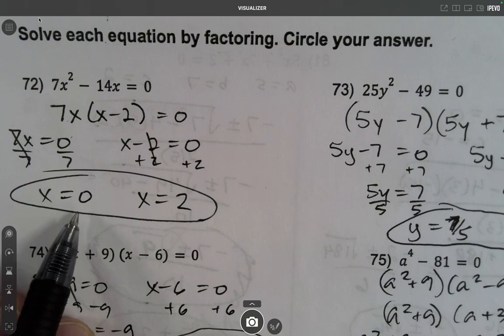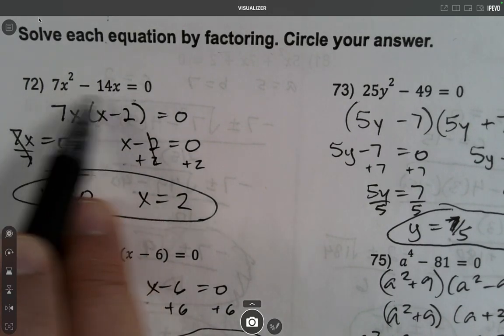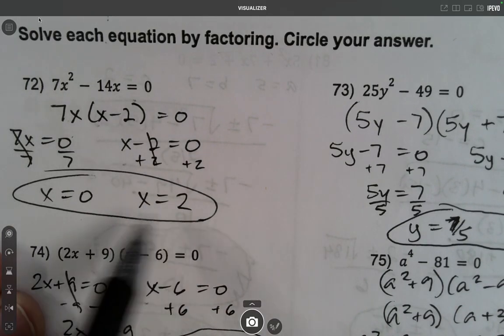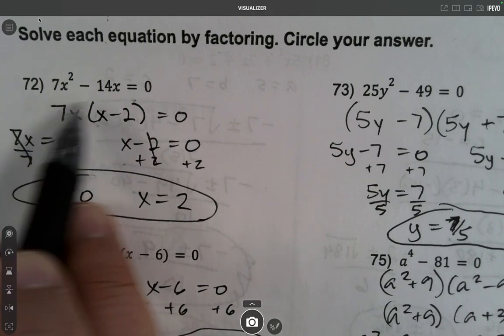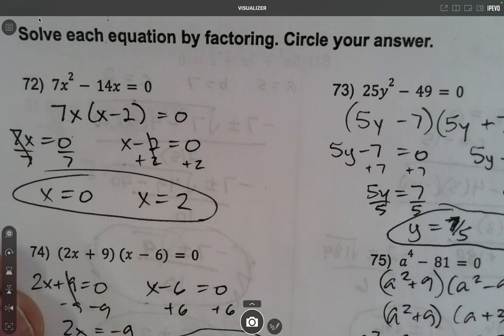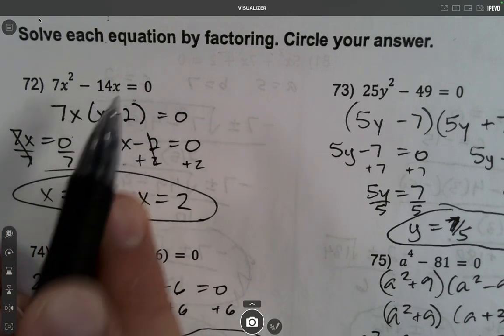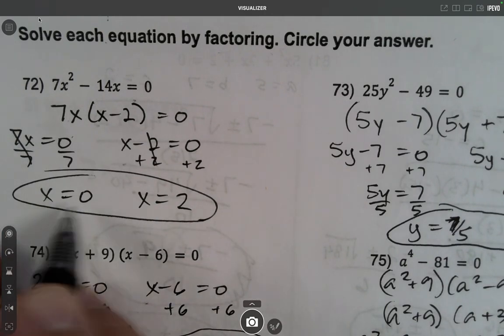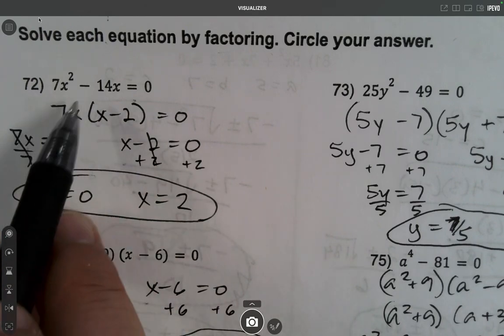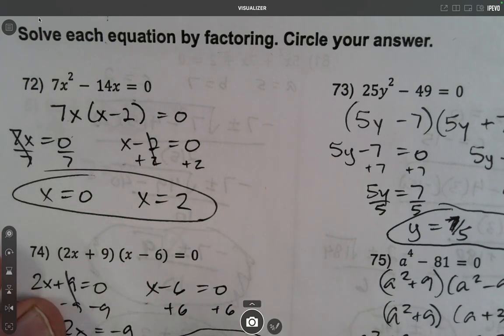So what we're really saying is that if you plug 0 in for x in this equation, the result will be 0. If you plug 2 in for x in this equation, you will also get 0. So there's two numbers you can plug in for x that will make this equation equal 0.